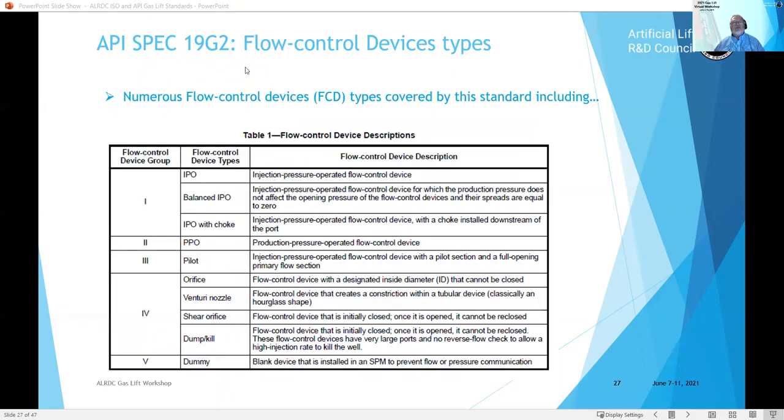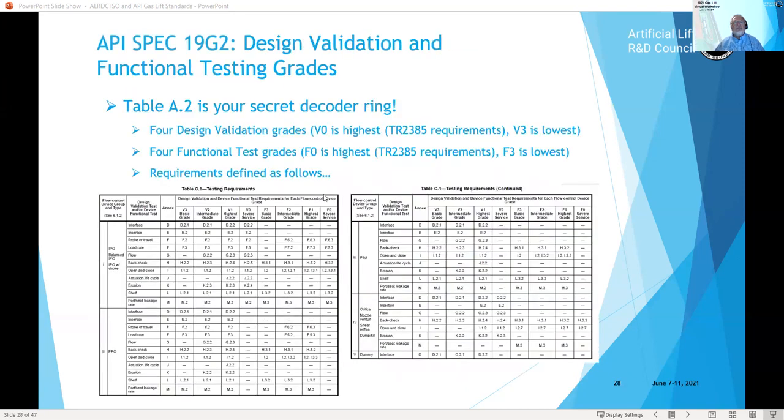The other thing that's different about this particular standard is that we have numerous flow control device types that we deal with. We actually have 5 different groups of flow control device types. What most people would know as the standard gas lift valve is the IPO valve, and there are several choices under that. We have the PPO, or production pressure operated valve, what some people would call the fluid valve. We have the pilot valve. Then we have orifice, venturi, nozzle, shear orifice, dump kill. And then we have dummy. So those are the 5 different categories that we are looking at and that we have requirements for.